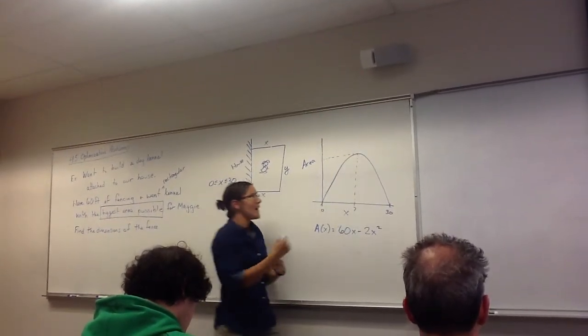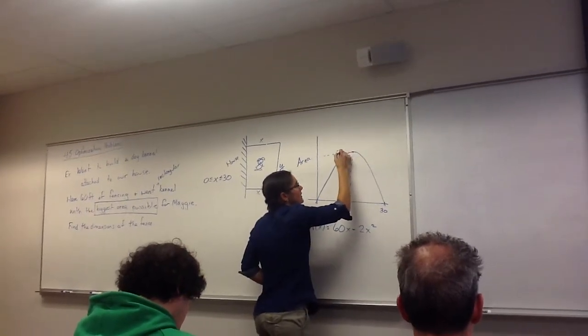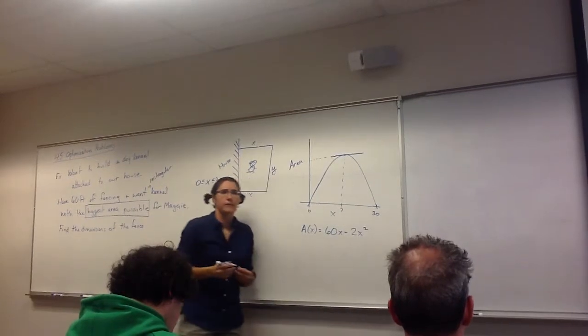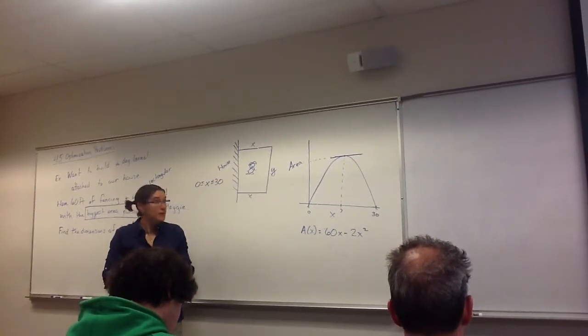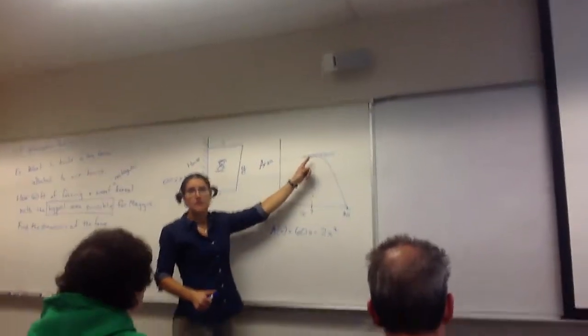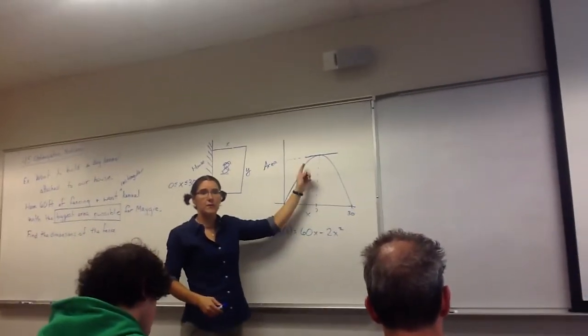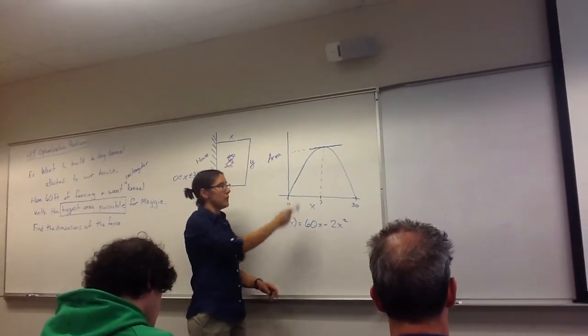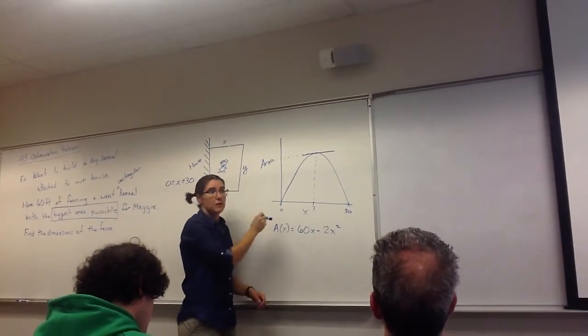Okay? So what's happening up here at the top of this hill? What do we know about the derivative up there? 0. Yeah, the derivative is equal to 0. And so at the top of this hill, our derivative of this function is equal to 0. So if we can figure out where the derivative of our function is equal to 0, we've solved for the x value that will give us the right dimension.